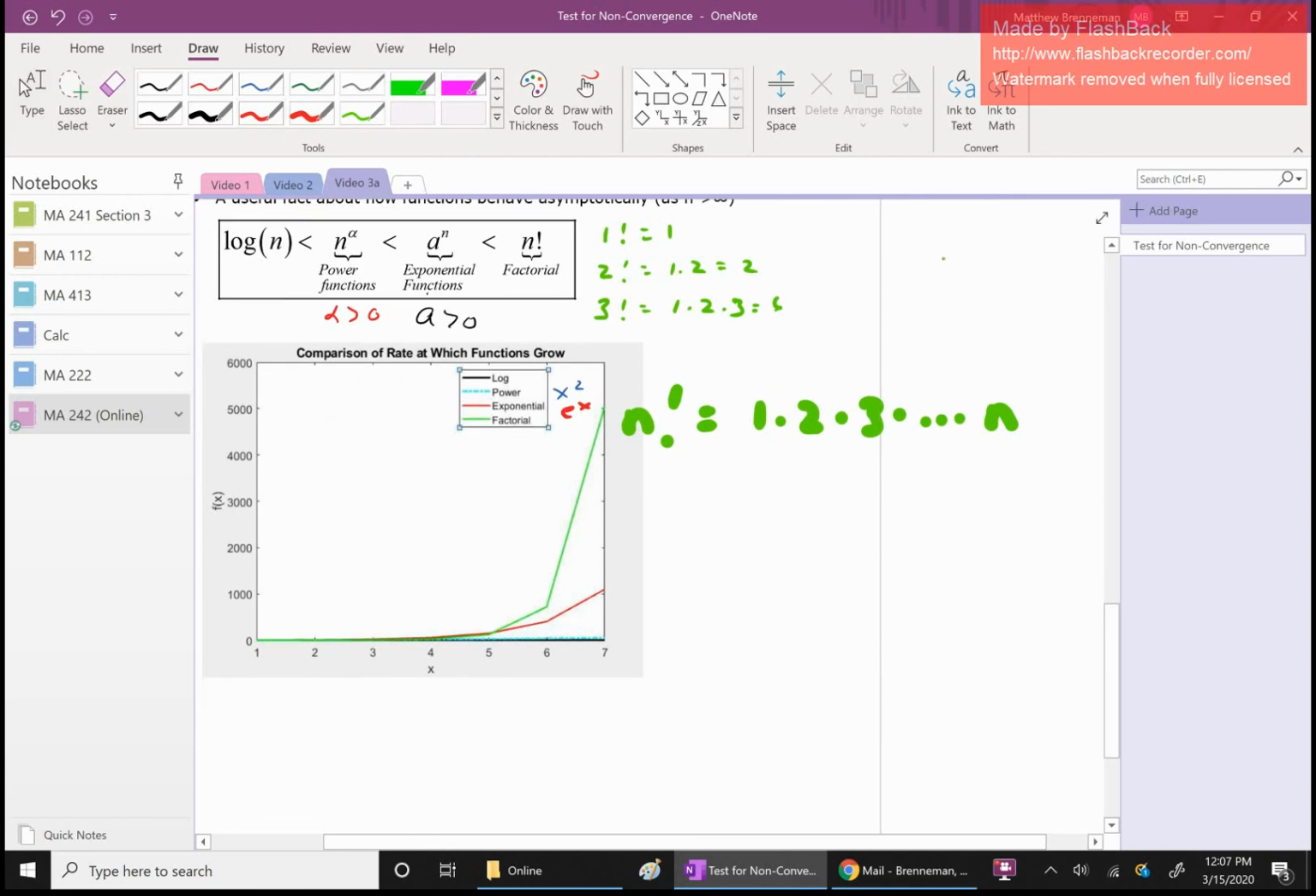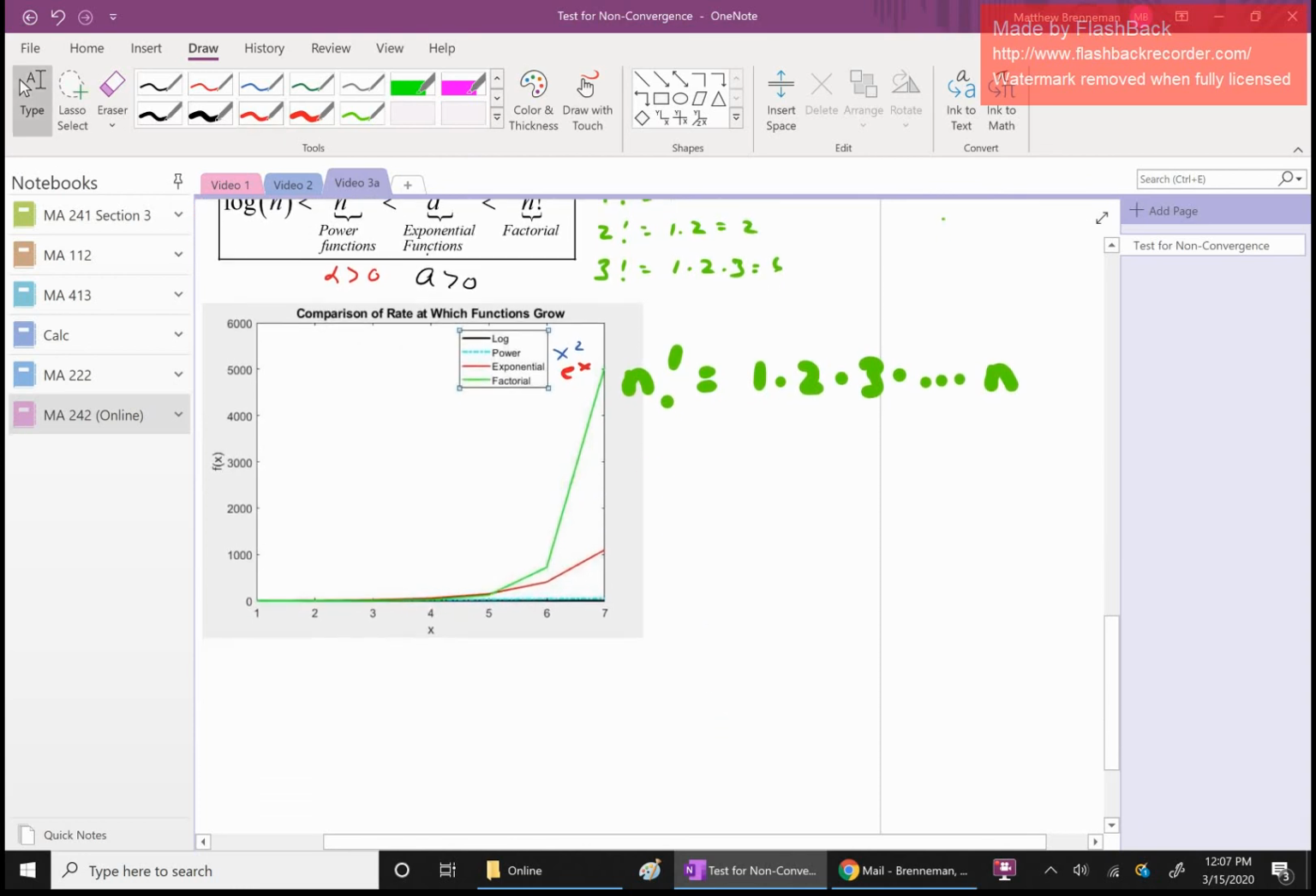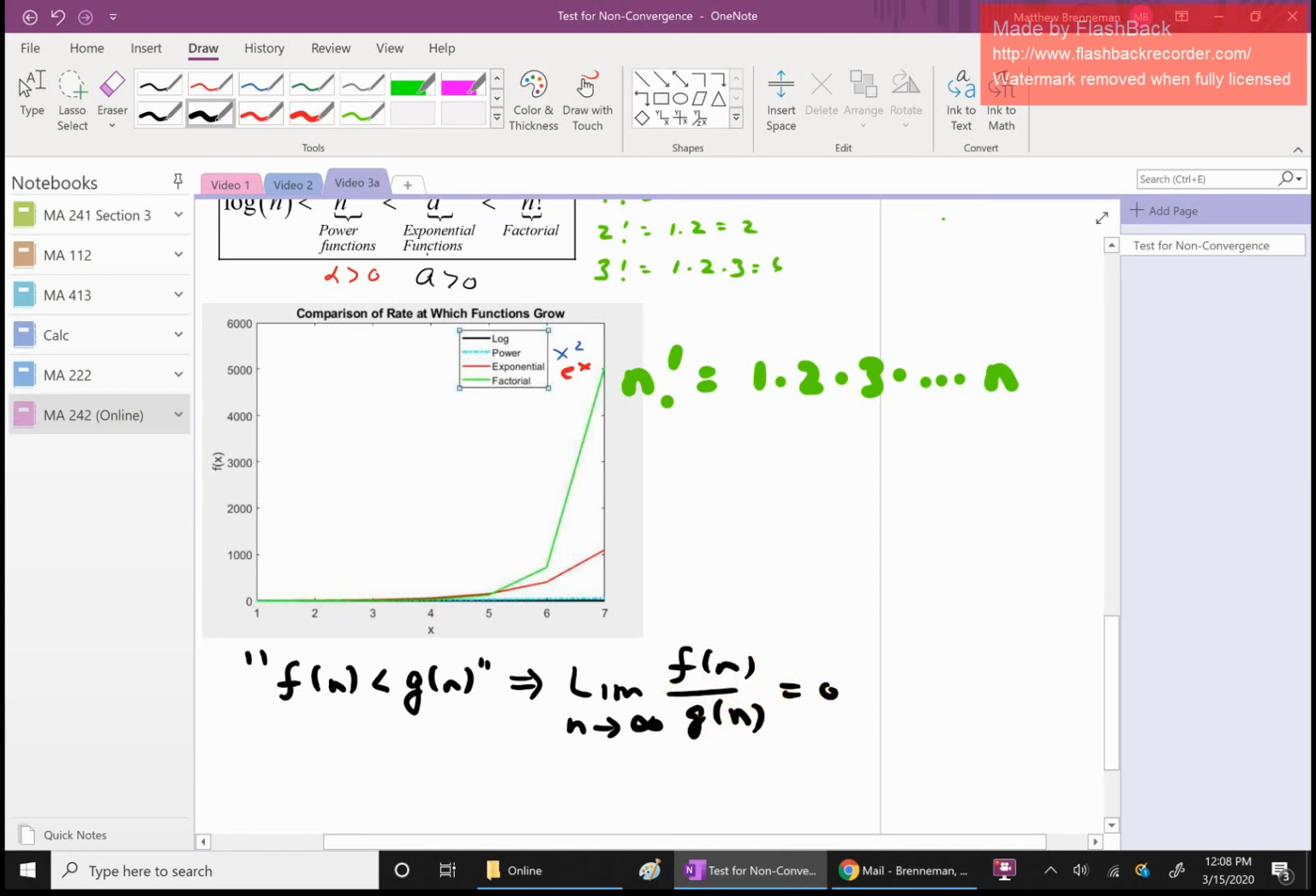Now, what does this mean when you're evaluating limits? So here's the take home from all of this. When we say that one function is less than another function, so f of n is less than g of n, in this context, what this means is that g of n grows faster than f of n in such a way that when I take the limit as n goes to infinity of the ratio f of n over g of n, g of n wins. Okay, and this limit is 0.